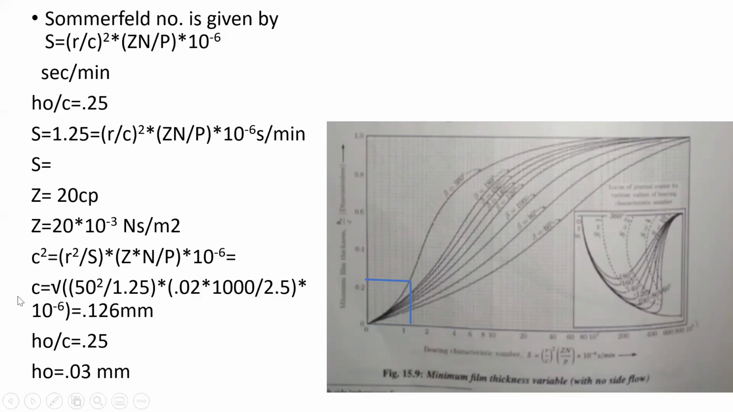So we can calculate the value of C as root of R square by S multiplied by Zn by P into 10 to the power minus 6. We have calculated the radial clearance as 0.126 mm, and we have the ratio of H naught by C as equal to 0.25. So we can easily find out the minimum oil film thickness from this. That is H naught is equal to 0.03.